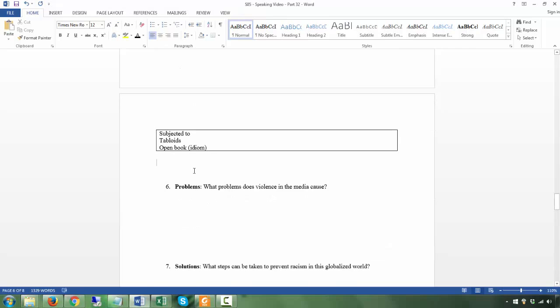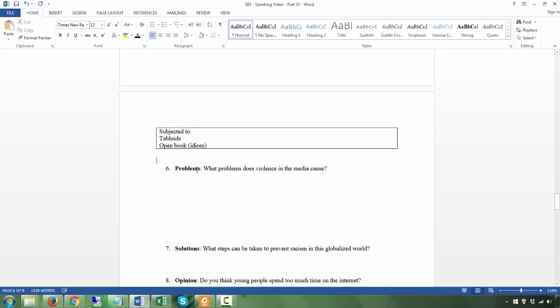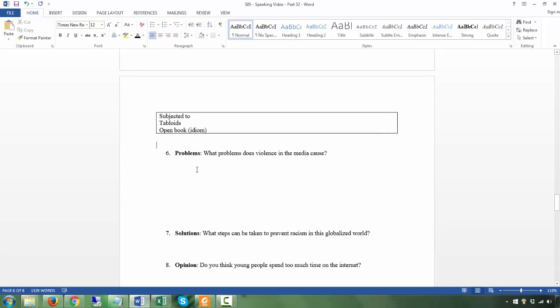Let's go to the next one. Problems. What problems does violence in the media cause? So again, this is something that you're asked also in writing task 2. So let's answer this.